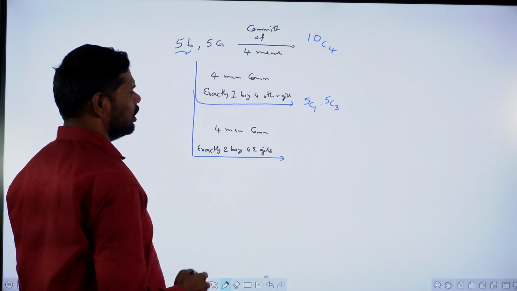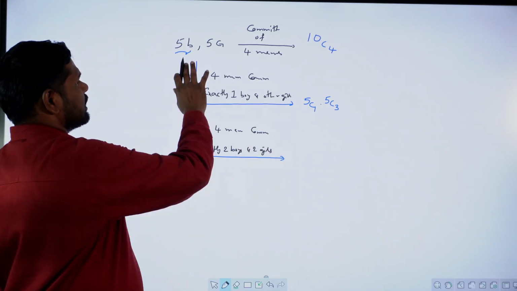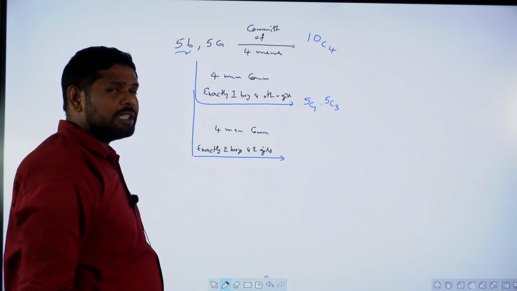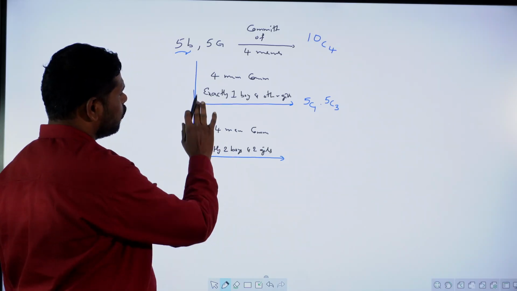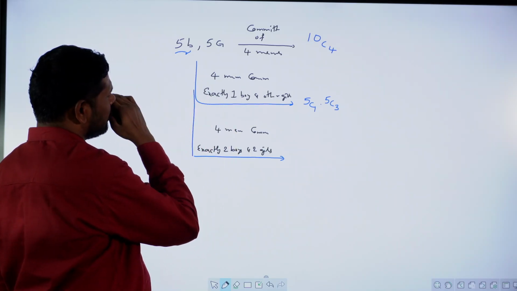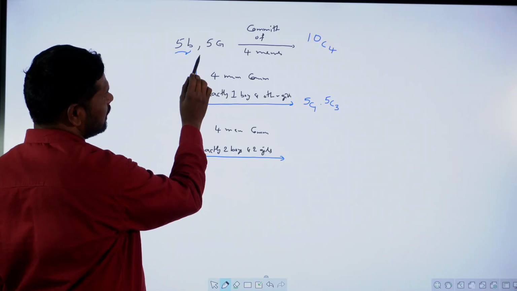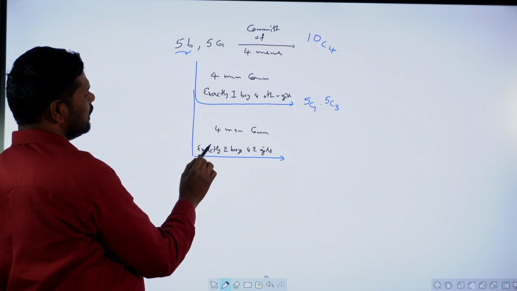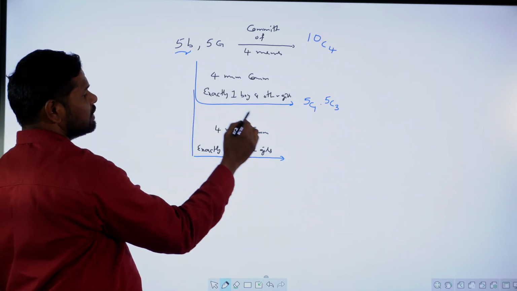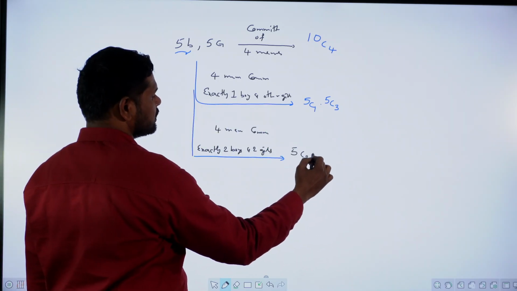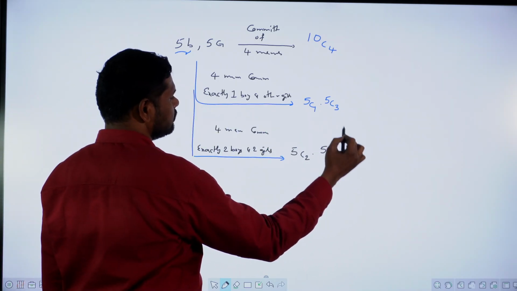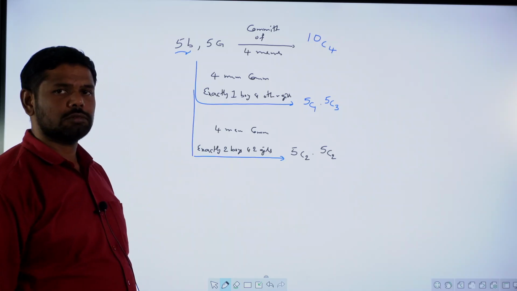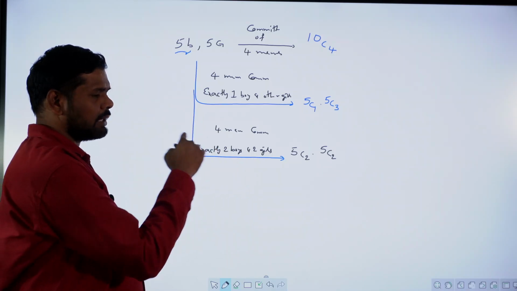Just analyze here. So total 10 members are there. Out of 10, we need to select 4, means 10C4. Similarly, for a 4-member committee with exactly 1 boy, we need to select 1 from 5 boys and the remaining 3 from 5 girls. Now 2 boys and 2 girls means we need to select 2 boys from 5 boys and the remaining 2 girls from 5 girls. So 5C2 into 5C2, 4-member committee.